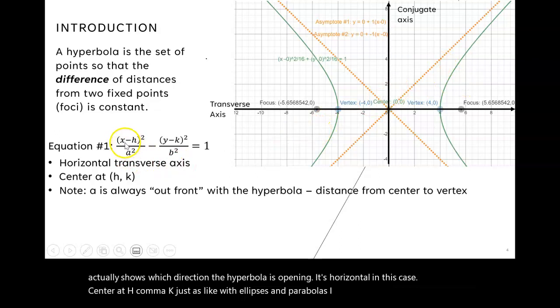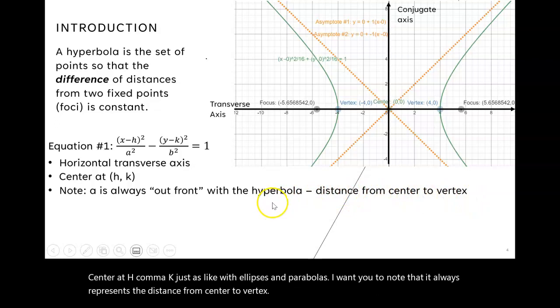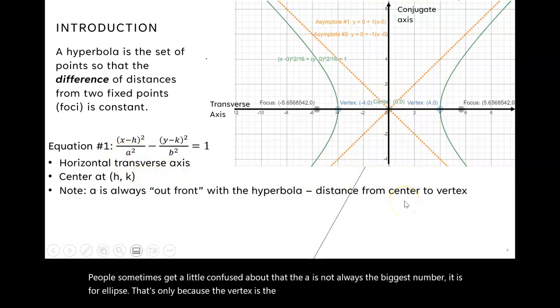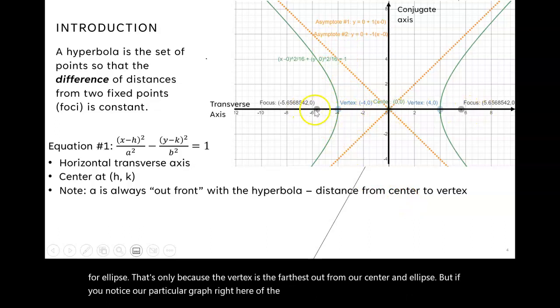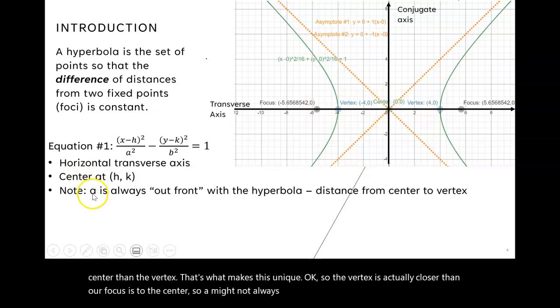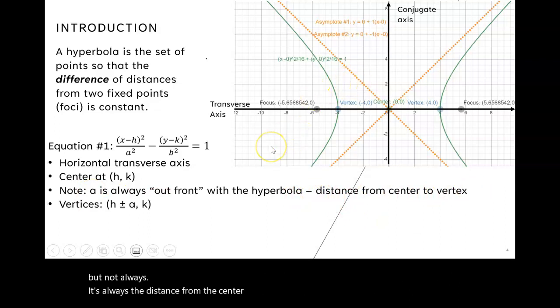I want you to note that a always represents the distance from center to vertex. People sometimes get a little confused about that. The a is not always the biggest number. It is for an ellipse, but that's only because the vertex is the farthest out from our center in an ellipse. But if you notice our particular graph of the hyperbola, the focus is actually further from the center than the vertex. That's what makes this unique. So the vertex is actually closer than our focus is to the center. So a might not always be the largest value for a hyperbola. It could be, but not always. It's always the distance from the center to the vertex.